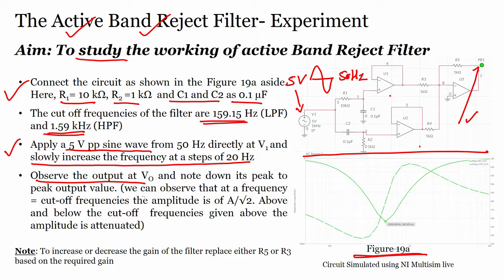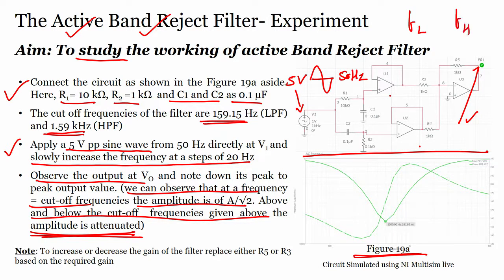And what will we be observing? We will observe that at a frequency equal to the cutoff frequencies, the amplitude is A by root 2, and above and below the cutoff frequencies the amplitude is attenuated. What does that mean? You have two cutoff frequencies, one is FL, the second is FH. The frequencies less than FL and frequencies greater than FH would be allowed to pass, and the frequencies between these will be attenuated.